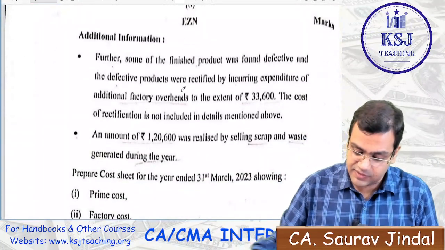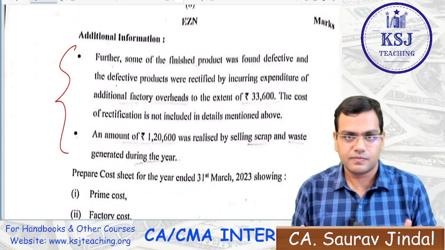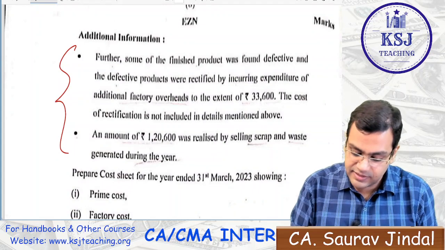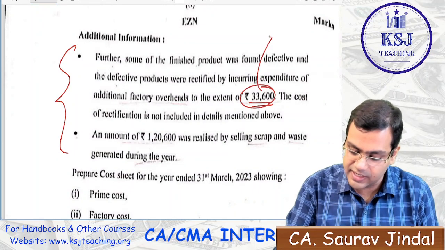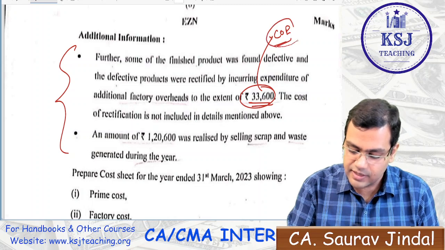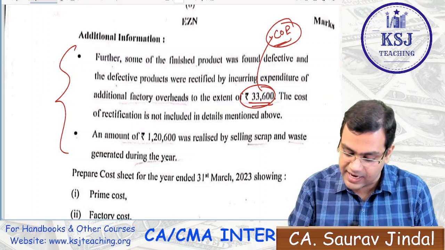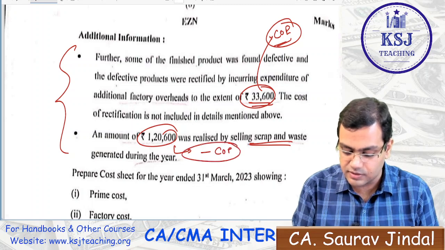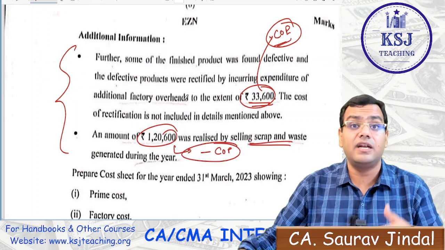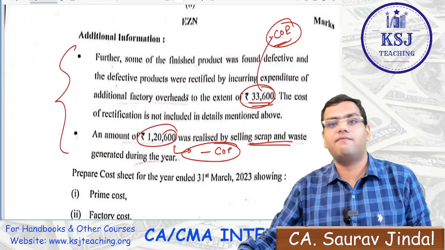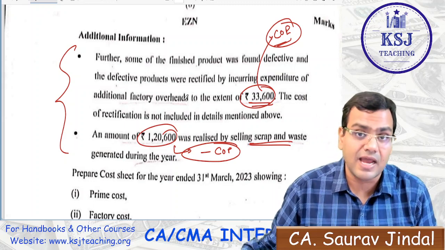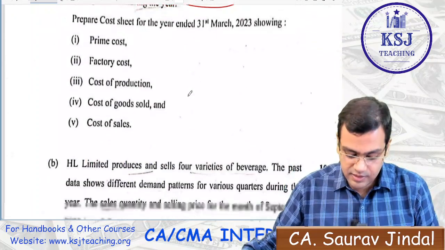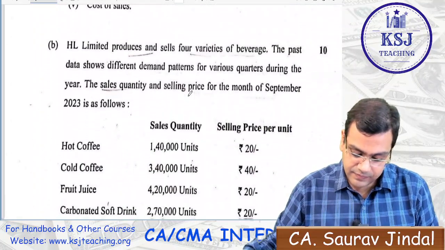And this further information was something good. I found it to be good. This rectification cost is to be taken as cost of production, and the scrap is to be subtracted from the cost of production, because it is generated during the year. It is not directly a scrap value of the raw material. It is the scrap which is generated during the year.